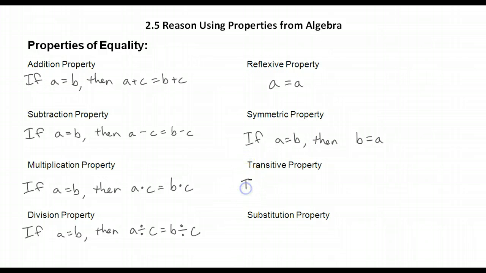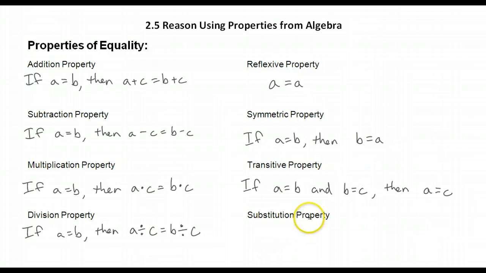The transitive property allows me to combine more than one equation. If A equals B and B equals C, I can link those two equations together. Well, if A equals B and B equals C, I can transit through B to conclude that A equals C.